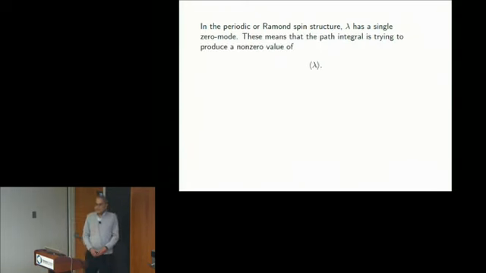Now, in path integrals, when you have a single fermion, we have n fermion zero modes, as we learned from 't Hooft in studying anomalies and instantons in QCD. You get an expectation value for the product of n fermion operators that soak up the zero modes. So if there's only one fermion zero mode, the path integral is trying to produce a non-zero value of the expectation value of lambda, which is a fermion operator.